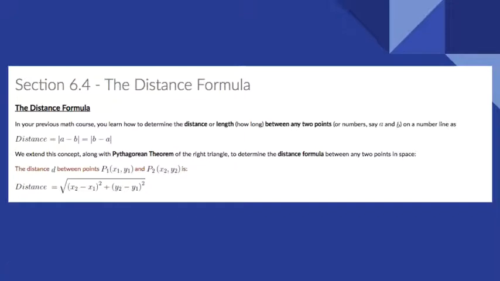The distance formula is used to measure the distance between 2 points, A and B. In the previous course, you learned how to find the distance between any 2 points on a straight line. We now expand the distance to any 2 points in space. So, given (x1, y1) and (x2, y2), the formula for the distance is equal to the square root of (x2 minus x1) squared plus (y2 minus y1) squared.